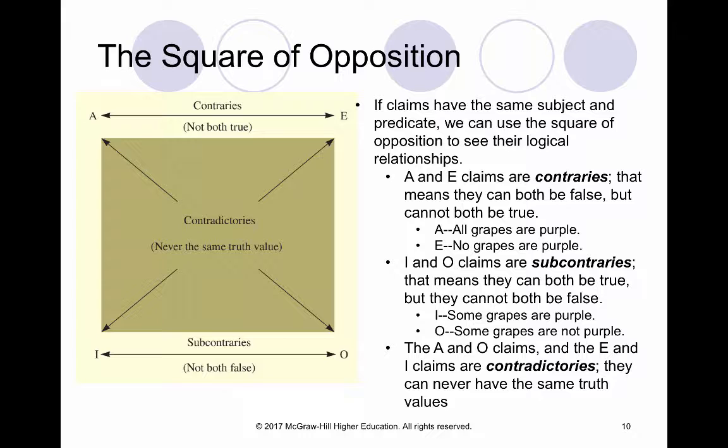And the A and O claims and the E and I claims, which are at opposite diagonal corners from each other, respectively, are contradictory claims. They can never have the same truth values. So if you know for sure the truth or falsity of a claim, you can infer the truth or falseness of other claims using the same subject and predicate. And we'll also be doing some exercises using this technique in class.